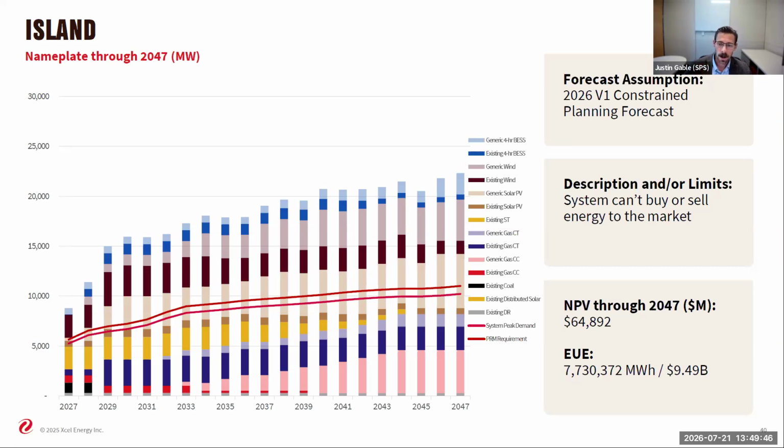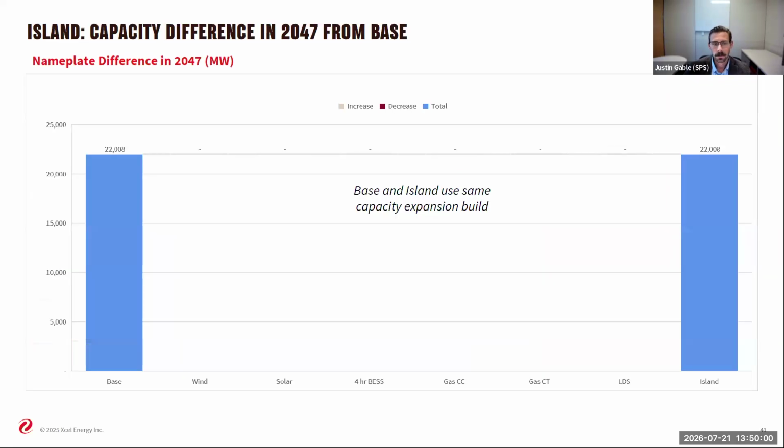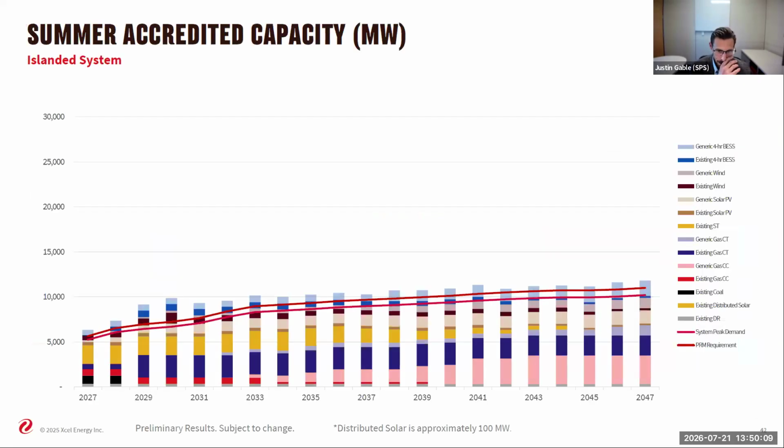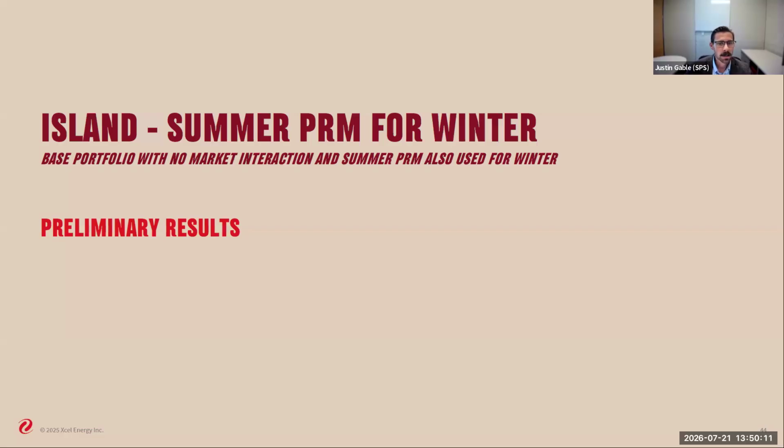And what we saw was about 7 million megawatt hours of EUE that drives an increase on the net present value. So that's not much to show on this capacity expansion. Obviously, if you move to the next slide, further indication there was no change to the capacity build out. Now we'll move on to slide 44, which is our islanded summer PRM for winter.